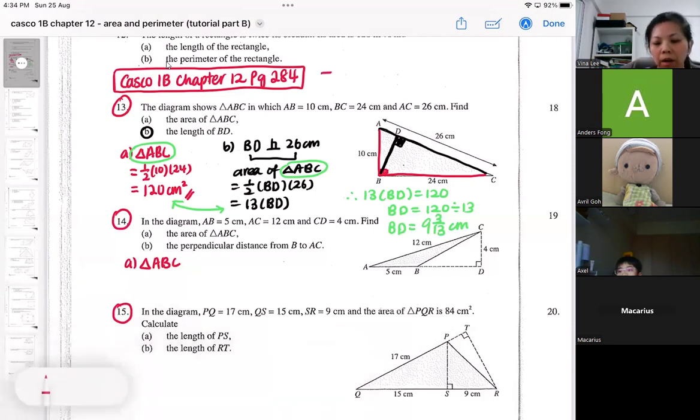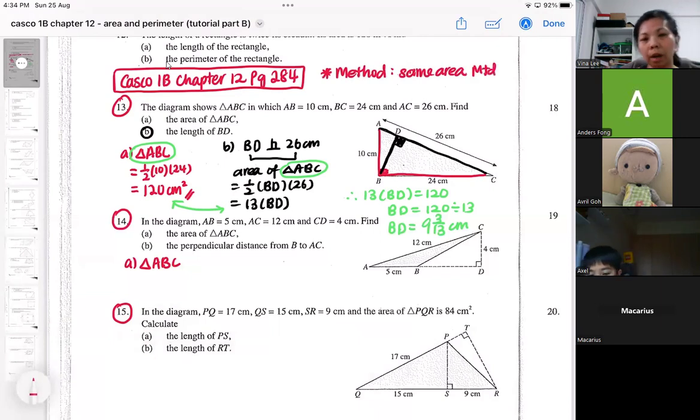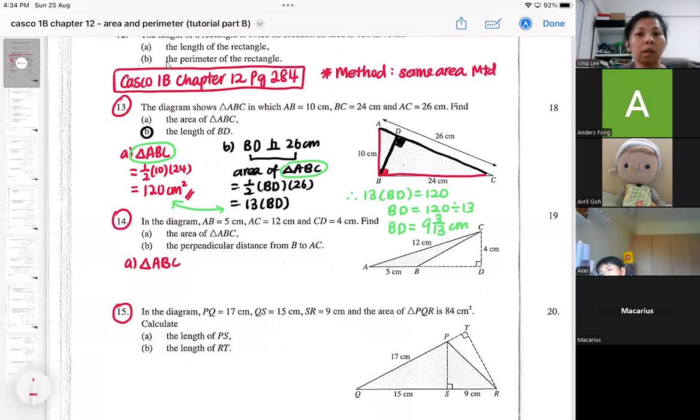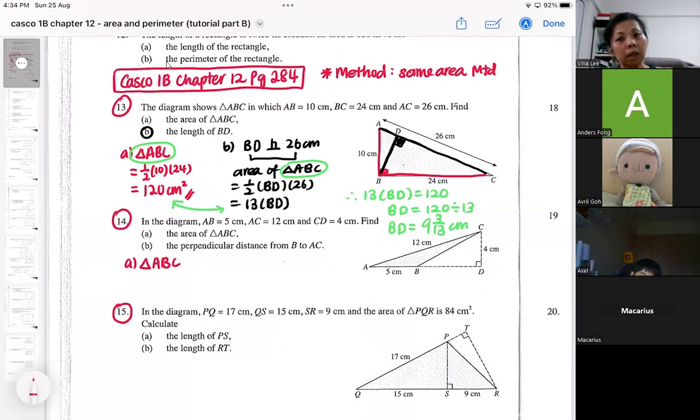Okay, this method I will call the same area method. Is it only applicable to triangles? No, it can also be applicable to parallelogram and rhombus. In the exam, you will have unknown lengths in parallelograms and rhombuses, which is what you are going to learn today. And trapezium also. So this is called the same area method.